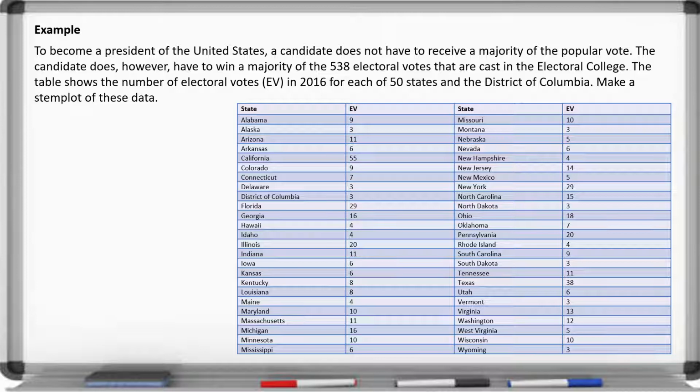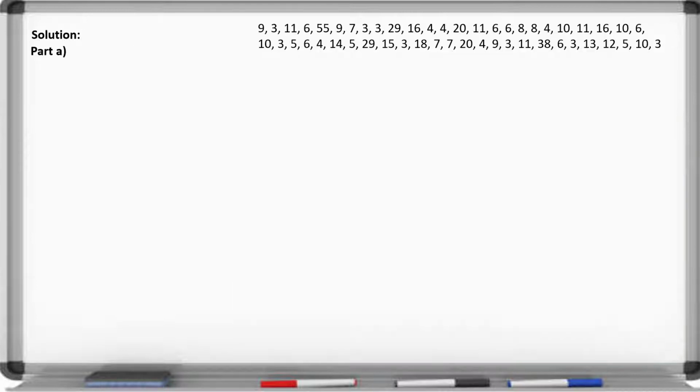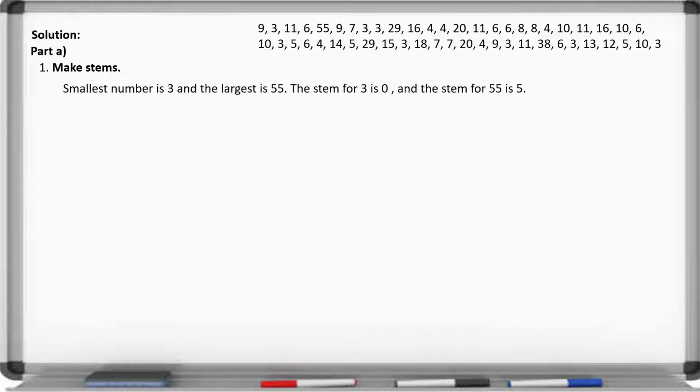We have the data for each state as well as DC. For the first part, I went ahead and listed the electoral votes from the table just to save us some space. Again, we want to make the stems here. The smallest number in this case is 3 and the largest is 55. Notice that the stem for 3 is 0, because 3 is the leaf and there is no rest of the number, so we just say 0 for the stem. The stem for 55 is 5. So we're going to start with our column of stems, 0 through 5.